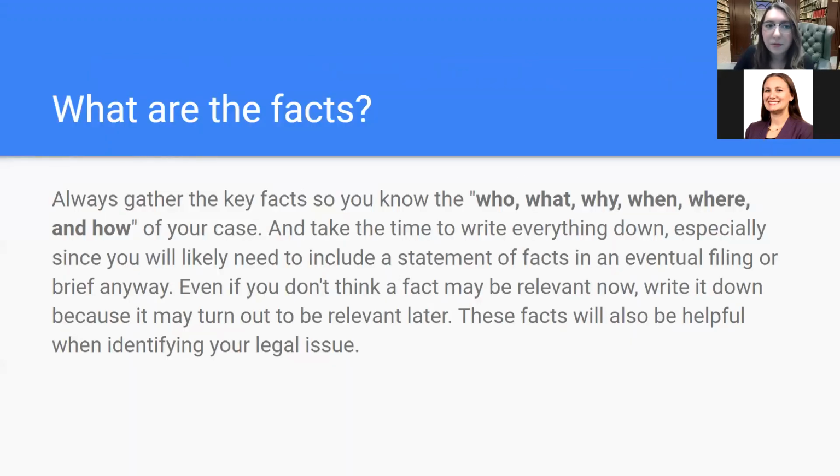So we're going to start with what are the facts. When you're presented with a legal research issue, you want to gather the who, what, when, where, why, and how of your case, and write everything down. Usually in a brief or a memoranda, you'll have a section for a statement of facts, and that just goes over very briefly what is going on and who is involved. Even if you don't think it's relevant now, it's important to write it down so that you have a clear idea of where you're starting.